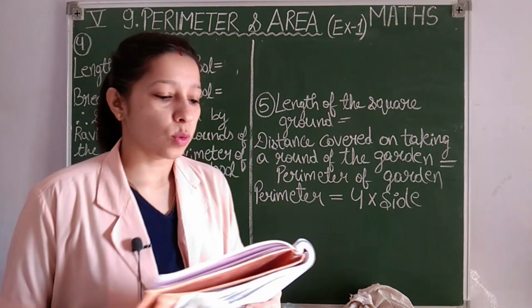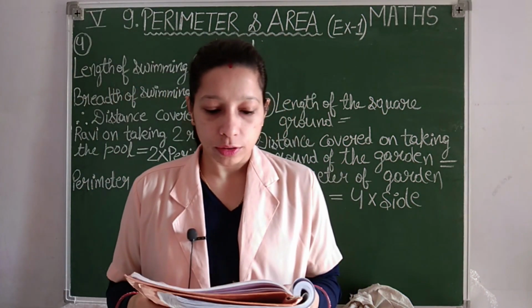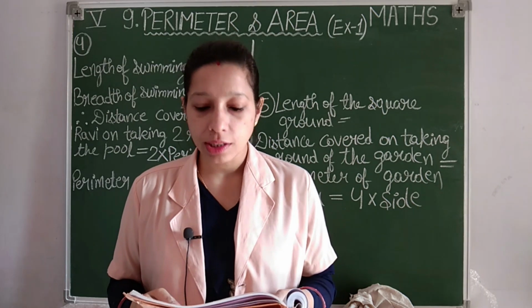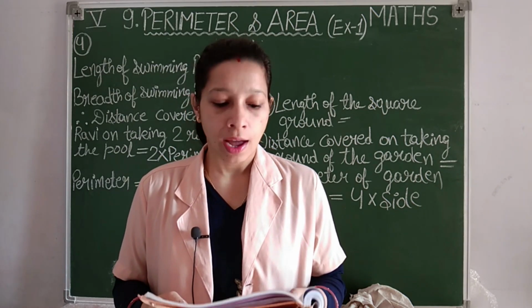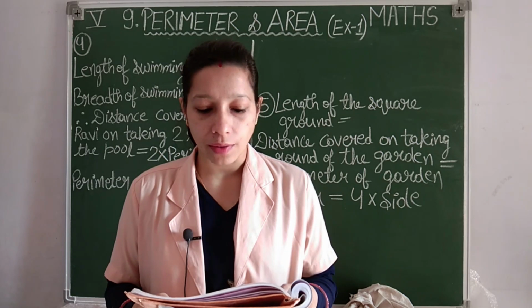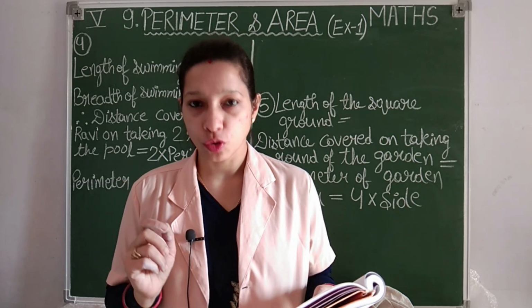Let us see, students, question number 4. The length and breadth of a swimming pool is 20 meters and 15 meters respectively. How much distance does Ravi cover by taking 2 rounds of the swimming pool?